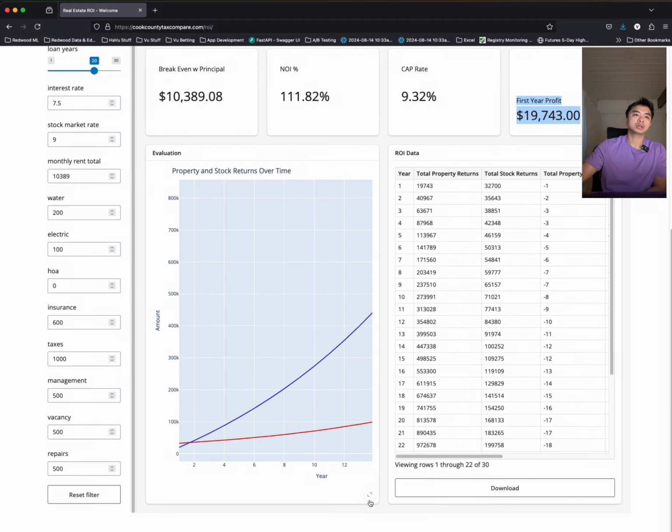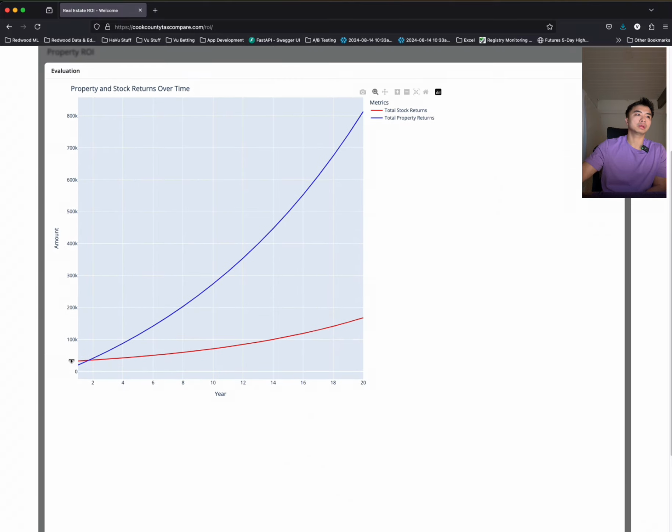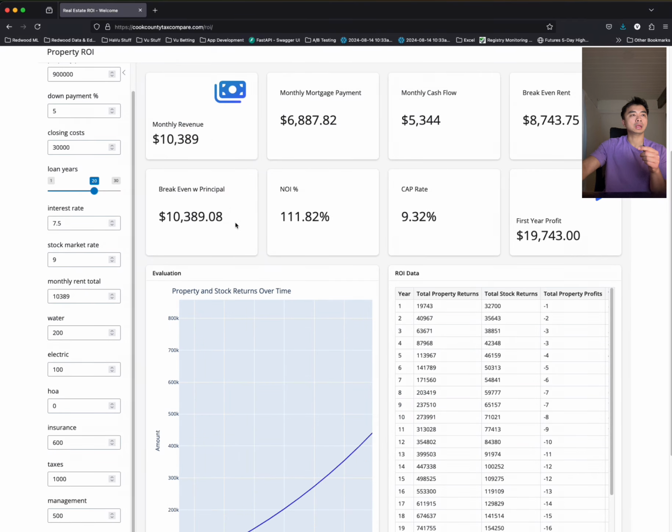And let's take a look at the chart. What happens? Well, the two lines actually cross each other very early, after 1 year. So that means your real estate returns outperform your S&P 500 returns after 1 year. So after 20 years, again, we make $168,000 investing in the S&P 500 versus $813,000 buying this property if it has a rent of $10,389. So in this case, it's very clear.